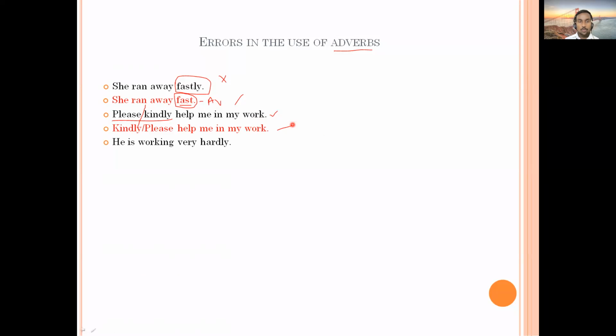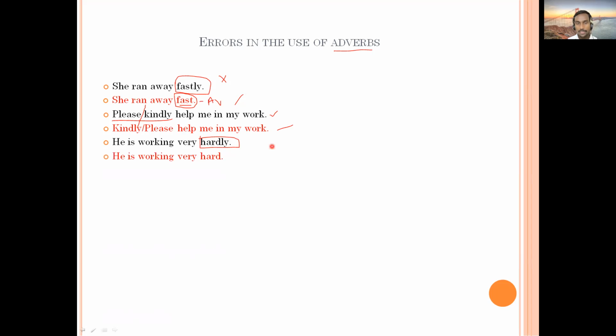Then let's go to the next sentence that is very simple. I think that you people may easily identify what is wrong with this sentence. He is working very hardly. So the problem is with hardly. Who will correct it? He is working very hard. So the correct will be, he is working very hard.